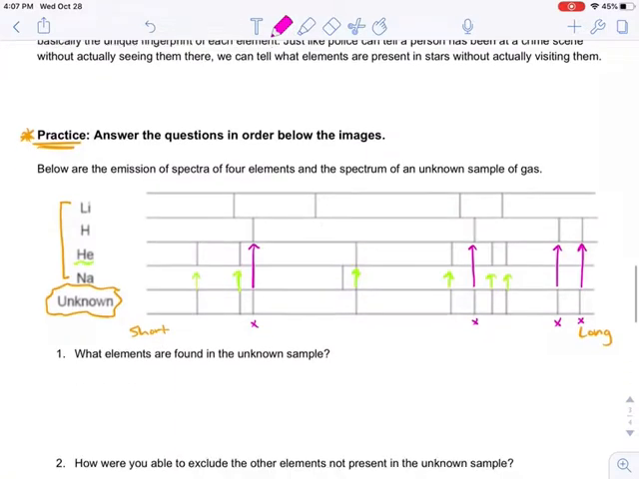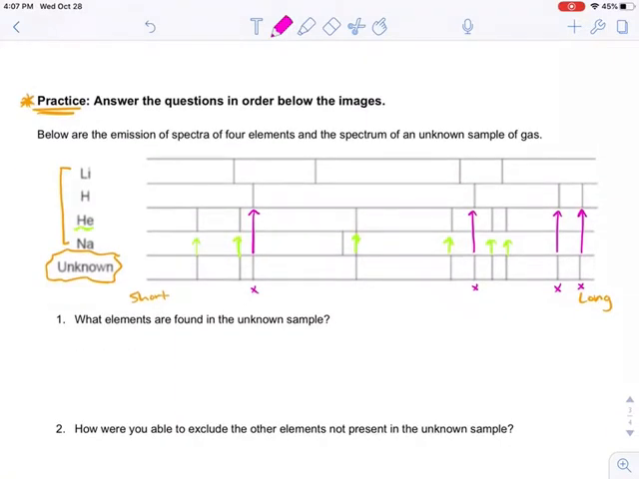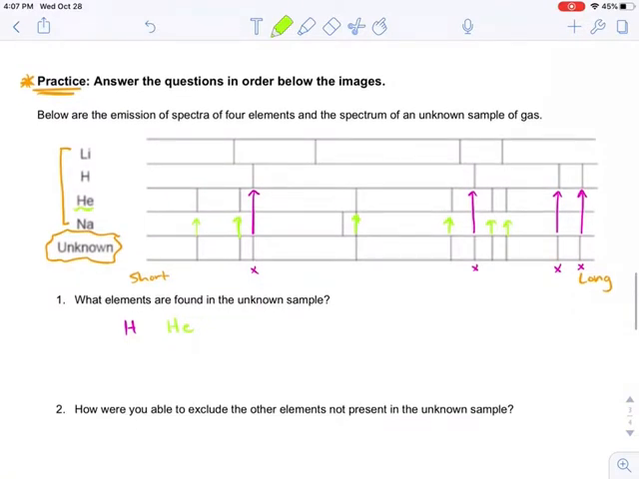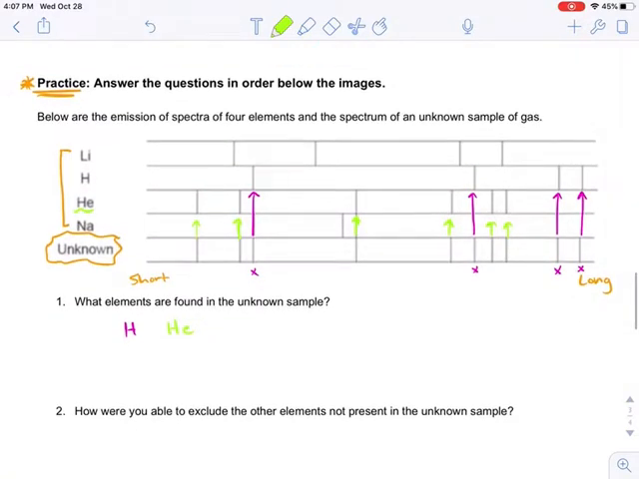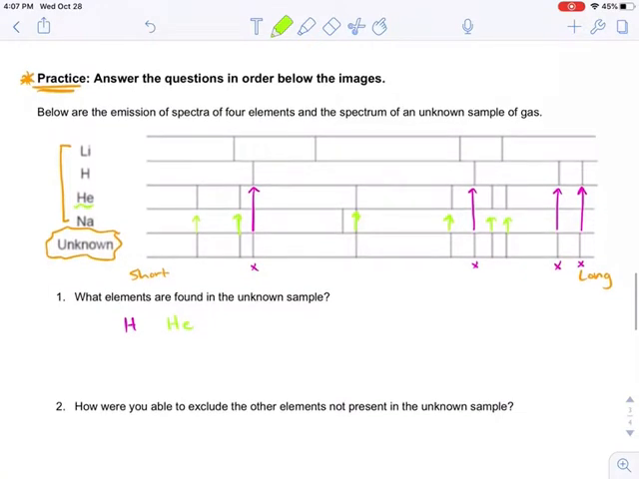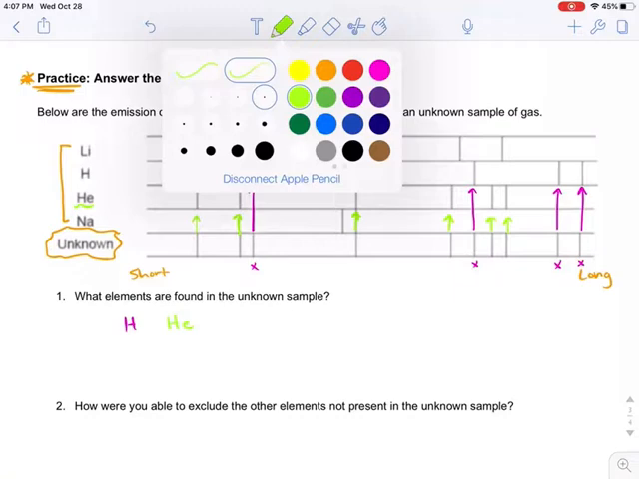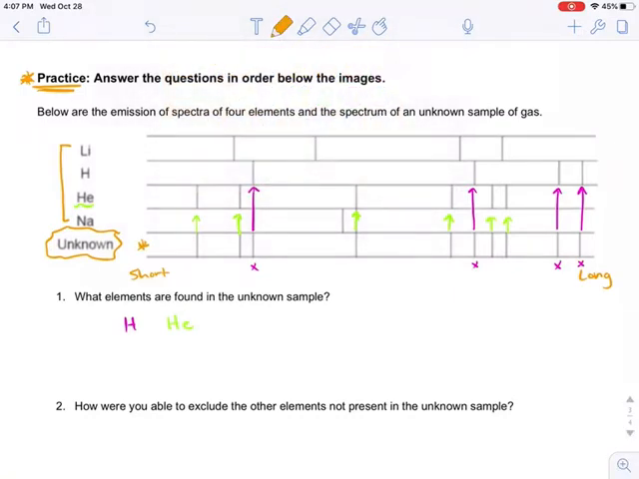This indicates to us that our unknown is going to contain hydrogen and helium. The reason why we know it doesn't contain anything else is because there's no bars left in our unknown. We've matched every single bar of our unknown to specific elements. We don't have any left.